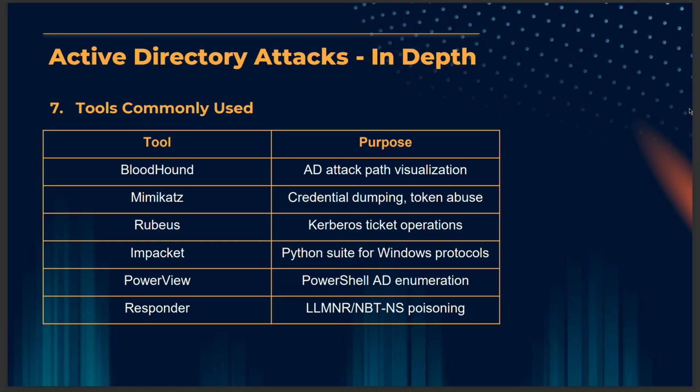Here are the key tools used in AD exploitation. We have BloodHound that shows attack paths visually. Mimikatz is the Swiss Army knife of credential dumping. Rubeus handles Kerberos abuse. Impacket allows for scriptable lateral movement, and Responder is perfect for LLMNR and NBT-NS attacks.